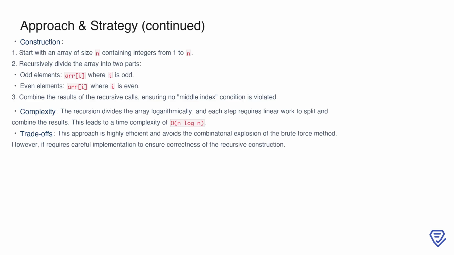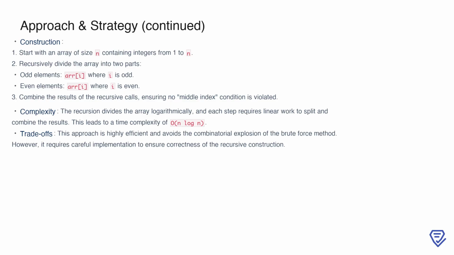The construction begins with an array of size n containing integers from 1 to n. The array is then divided into two parts: odd elements, which are the values at odd indices, and even elements, which are the values at even indices. By recursively applying this division process to each group, we can construct smaller beautiful arrays for these subsets. Once the recursive calls are complete, the results are combined while ensuring that no middle index condition is violated.